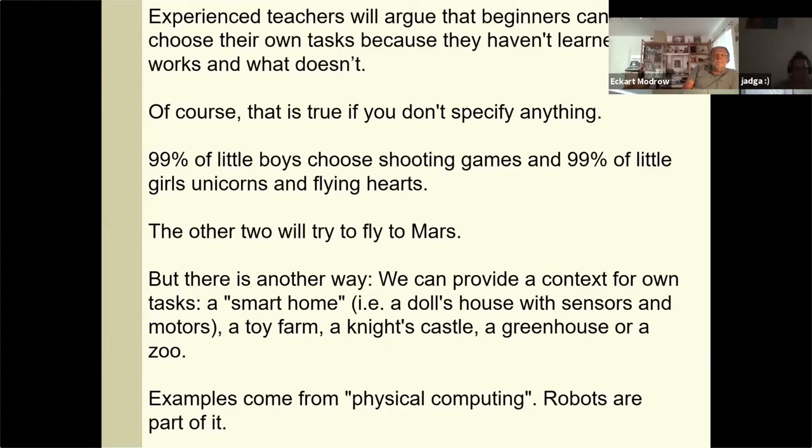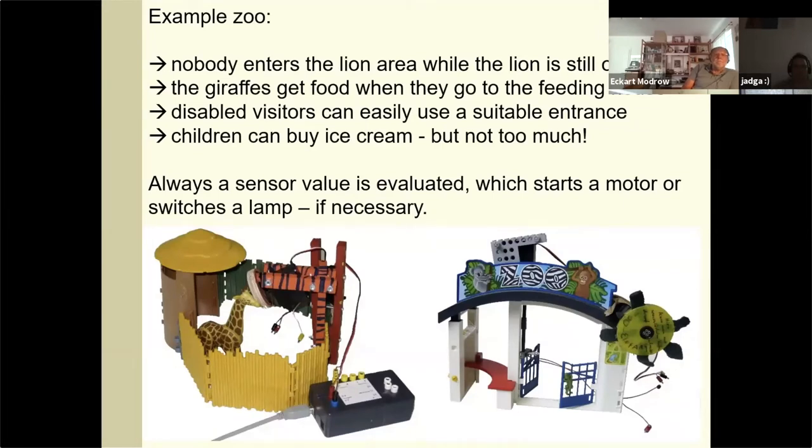We can provide a context in which a search for our own tasks takes place. This could be a smart home, that is a doll's house with sensors and motors, a toy farm, a knight's castle, a greenhouse, or a zoo. Such examples come from the field of physical computing. Robots are also part of it. Take the zoo. There you can make sure that nobody enters the lion area while the lion is still outside, that the giraffes get food when they go to the feeding house, that disabled visitors can easily use a suitable entrance, that children can buy ice cream, but not too much. In all these cases, a sensor value is evaluated, which, if necessary, starts a motor or switches a lamp.